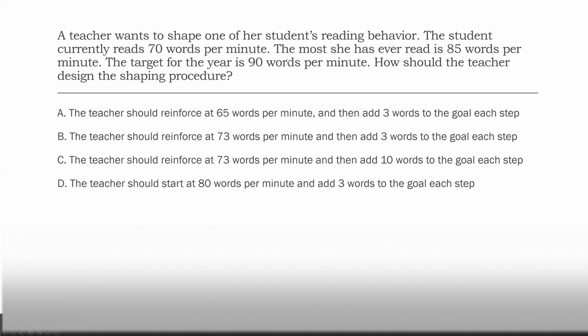A teacher wants to shape one of her students' reading behavior. The student currently reads 70 words per minute. The most she has ever read is 85 words per minute. Target for the year is 90 words per minute. How should the teacher design the shaping procedure?